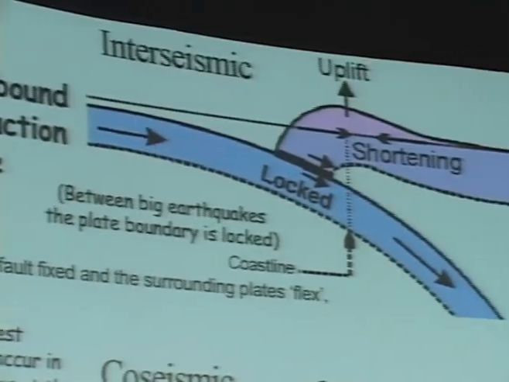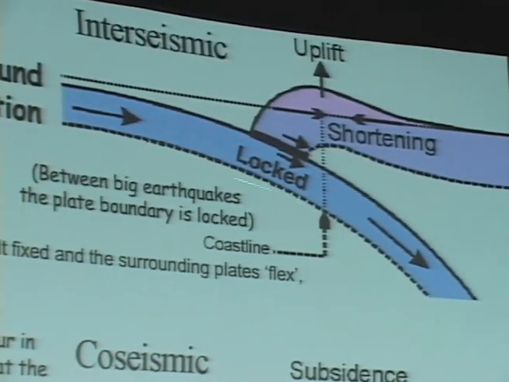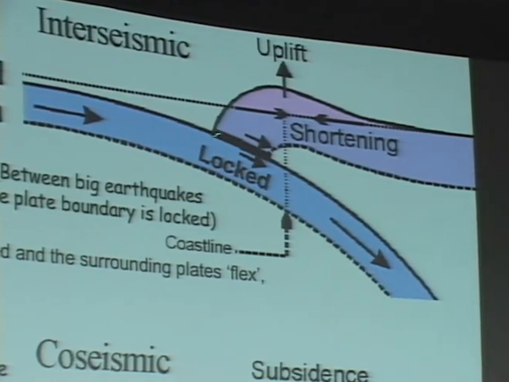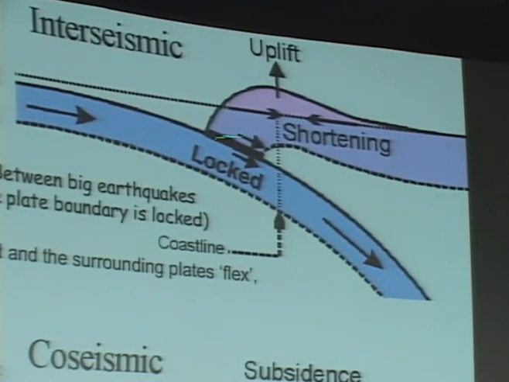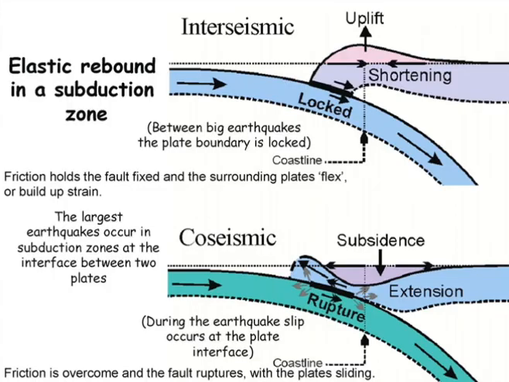Now, when the fault is stuck, we call it locked. Friction is sticking it. The thrusting motion of this plate coming in and sinking under this one drives the upper plate backward. It drives it in the same direction in which the sinking plate is going. So you would actually be pulling this plate to the right, and it can flex it and bend it upward. And we can see that motion with GPS before the earthquake. You'll see the coastline is going in the landward direction, the direction that the incoming plate is pushing it, and it's being uplifted.